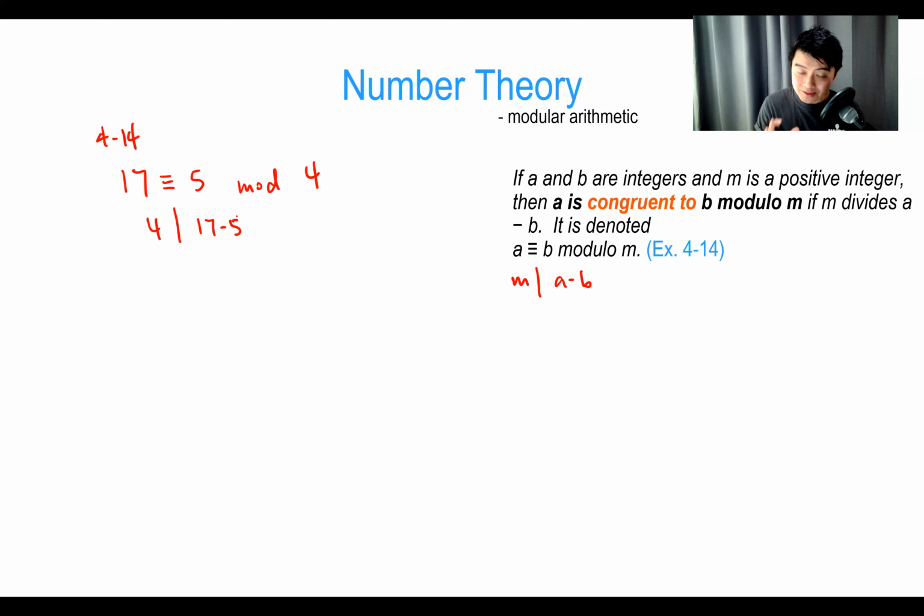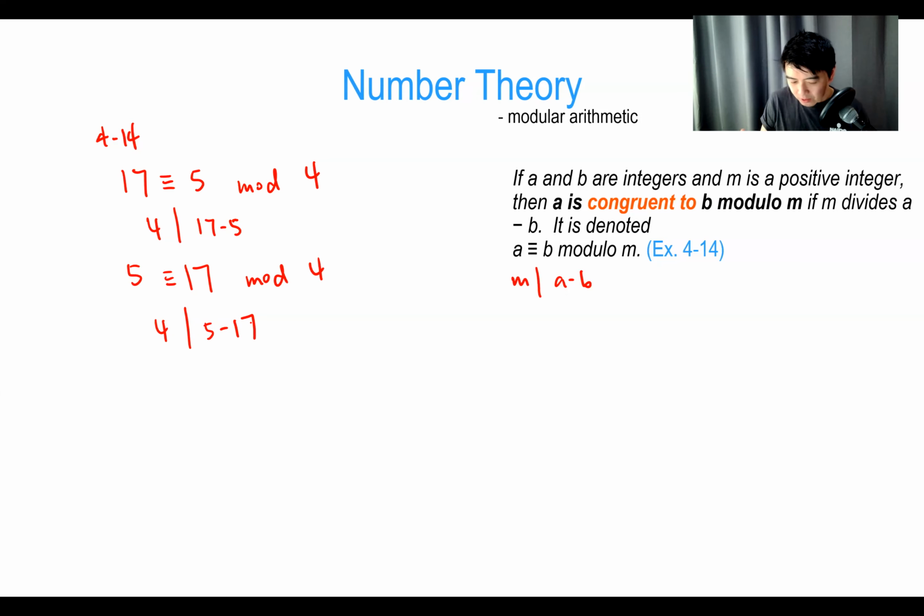Now understand that when we say a and b are congruent, the order doesn't matter. If 17 is congruent to 5 mod 4, then so is 5 congruent to 17 mod 4. So we can say 4 divides 5 minus 17. 5 minus 17 is negative 12. 4 times an integer is negative 12. Sure, that's true. Notice that the order of a and b does not matter. Officially, our definition is m divides a minus b.